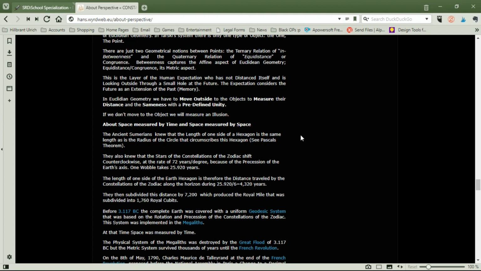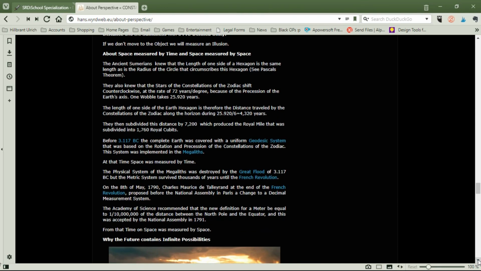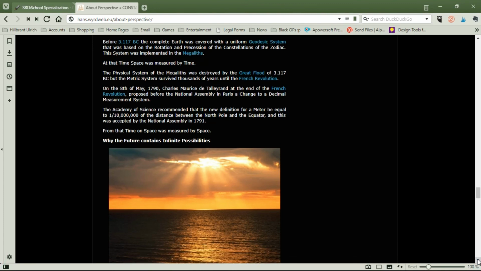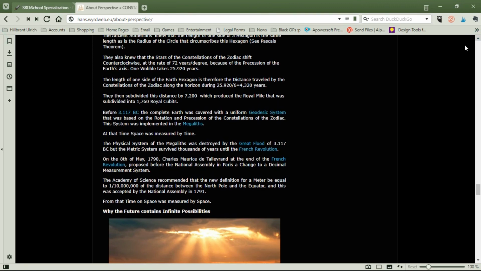All right, the ancient Sumerians knew that the length of one side of a hexagon is the same length as the radius of the circle that circumscribes this hexagon. That's not terribly important. So I don't know that I was going to go. Yeah, I was. I was going to go there.